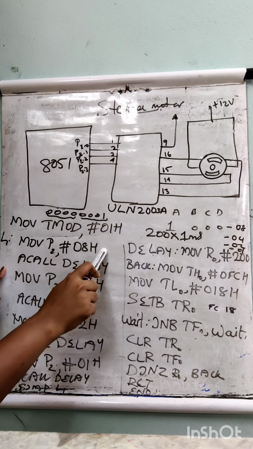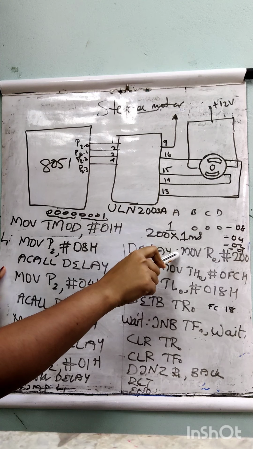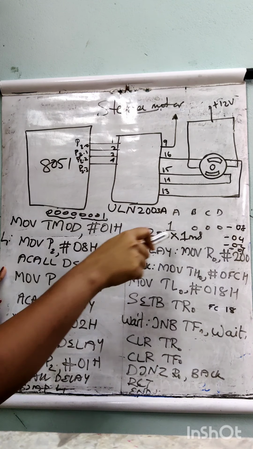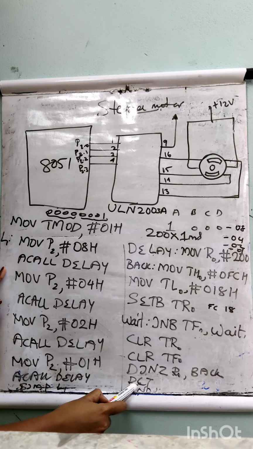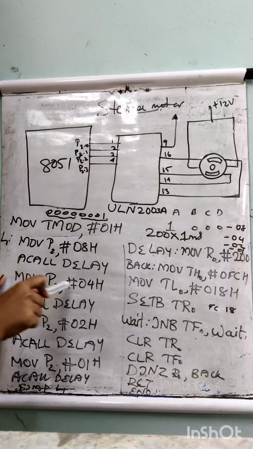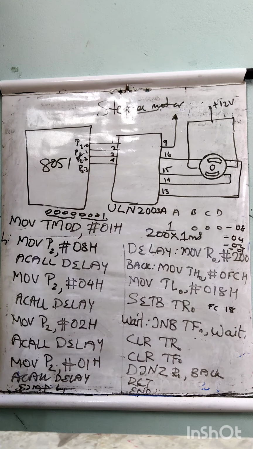So first step is MOV P2, 08. It goes for the delay, and it jumps to the delay loop, and after repeating it 200 times, the return command is here, and then it returns back to MOV P2, 04. Again a delay is called, it goes back, and the process repeats. So this is how the stepper motor works. Hope you understood.